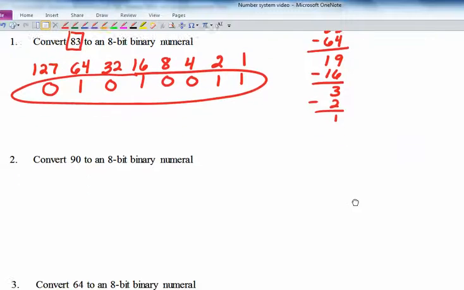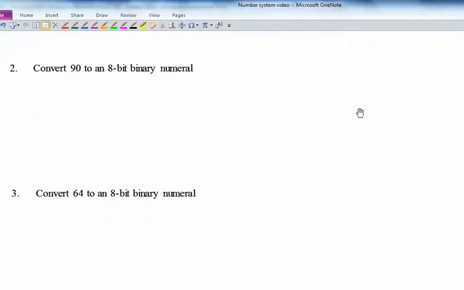Okay, let's try another one. The next one is to convert 90 into binary. So I'm going to do that same thing. Now you might not have to write these numbers each time, as long as you know that these are your place values.